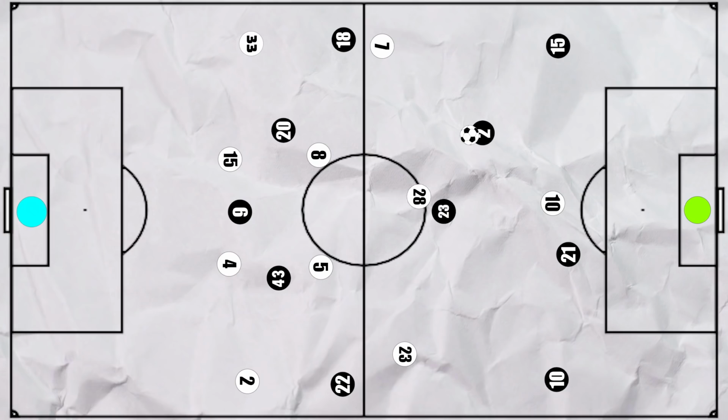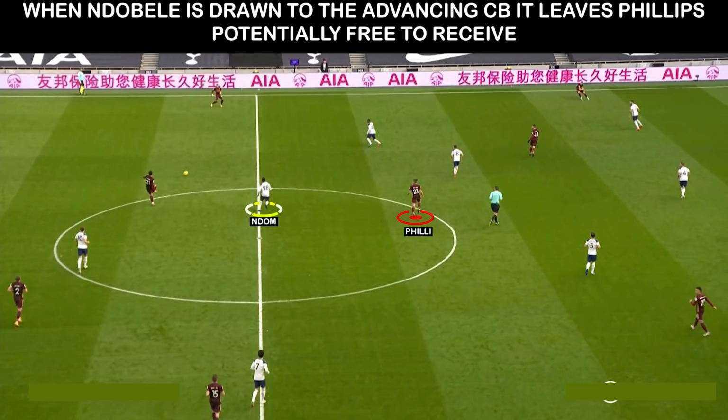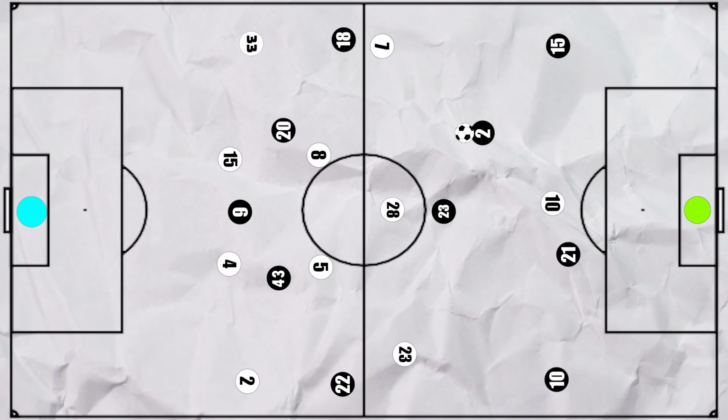However, if Ndombele was drawn towards him to press, this finally freed up Phillips, who could then look to spread the play more. There was a vulnerability to this mechanism, however, as if there was a turnover, there was acres of space for Spurs to attack.